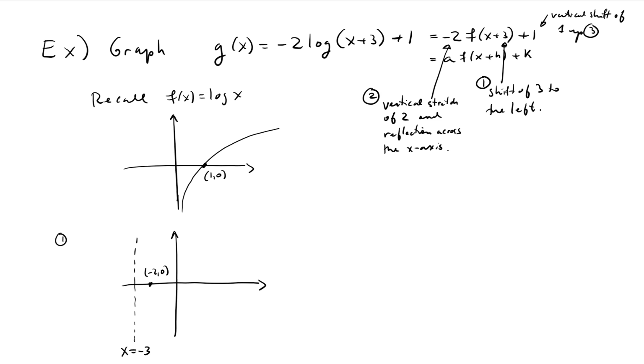And then it's going to have a y-intercept. We can add it, actually. Why not? So remember, now we're graphing log of x plus 3, right? Because we're just doing the shift 3 to the left. So replacing x by 0, we get log of 3 here. Okay. Now we're going to do our vertical stretch and reflection.